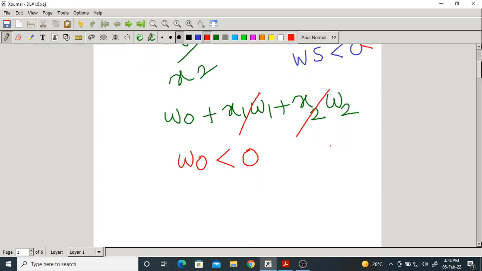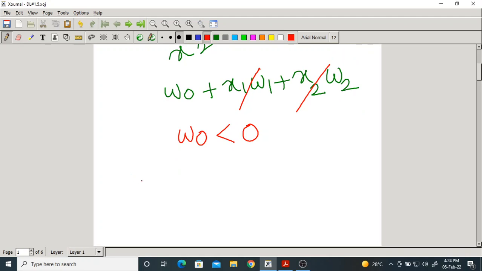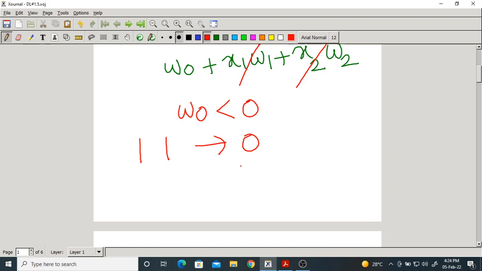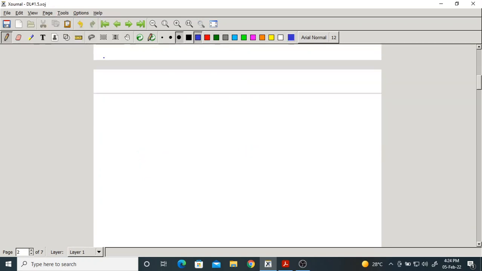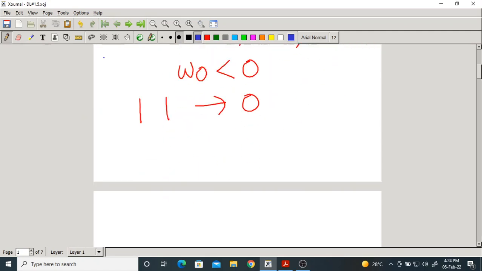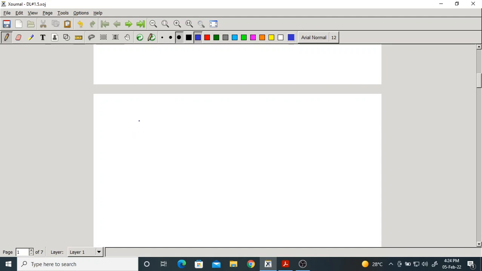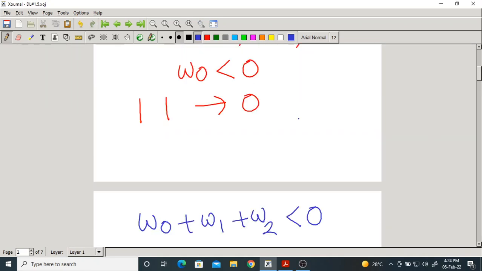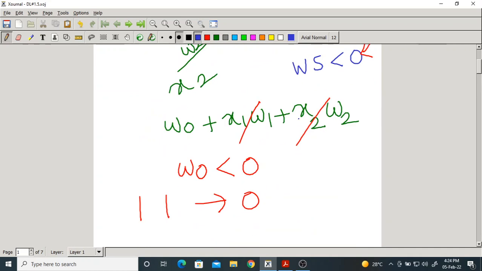In the same way, when the input is 1 1, what is the output? 0. In this case also, the weighted sum should be less than 0. Are you getting what I am saying? So with both inputs 1, the weighted sum W0 plus W1 plus W2 should be less than 0. This is equation 1, equation 2, something like you can write down.